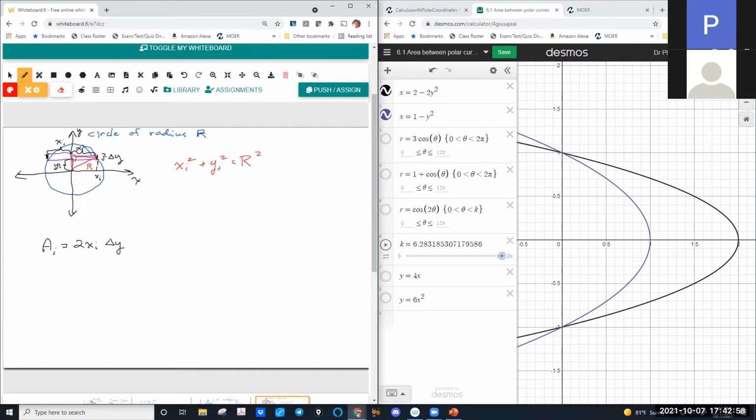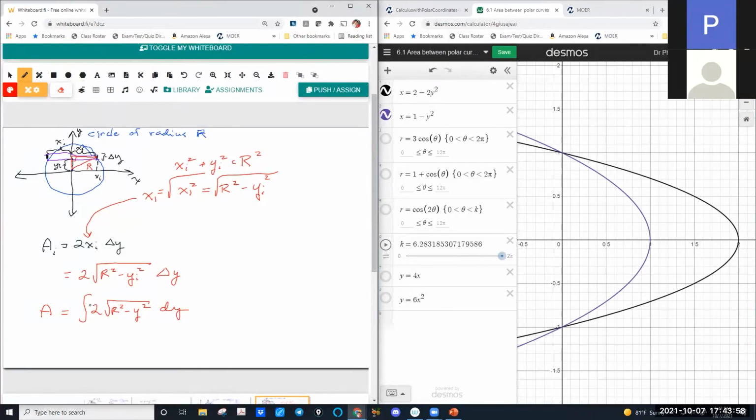We want to sub out x sub i and put in y sub i, so we're going to solve this for x sub i. x sub i squared equals r squared minus y sub i squared, and then we'll square root both sides. So there is x sub i in terms of y sub i. That'll get plugged in right here. So we now have 2 times the square root of r squared minus y sub i squared delta y. Our variables now match, so we are ready to set up our definite integral. Like I said, I'm not going to do the Riemann sum this time. We have the integral of 2 square root of r squared minus y squared dy.